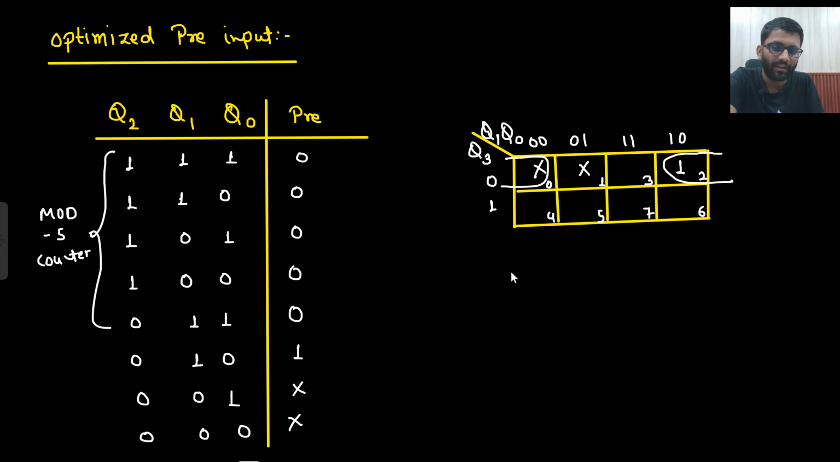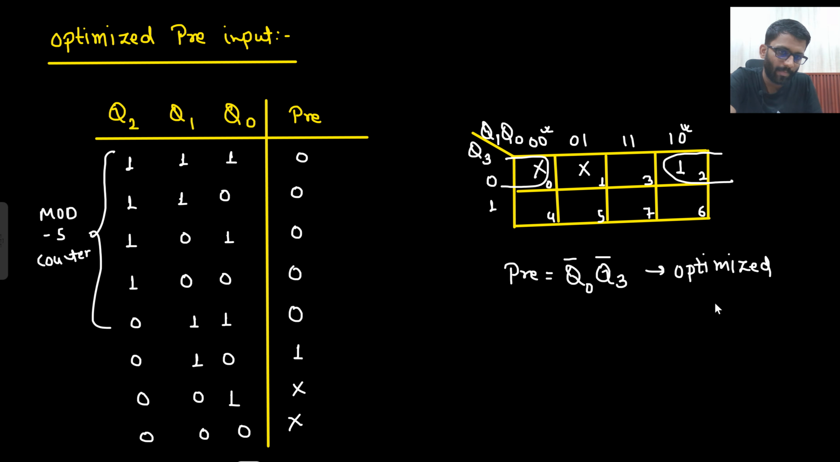So what will be my final pre-state? 0 0 is being repeated, so q1 bar is constant here, and what else is constant? Let me check it again. This is q3 bar, this is q1 bar. So not q1 bar, q naught bar, sorry. This guy and this guy is constant, q naught bar q3. So this is your optimized design.